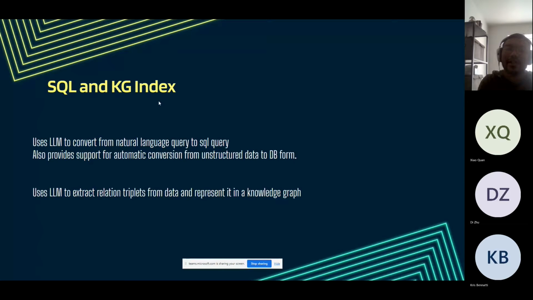These are the next generation exciting indices. You have the SQL index and the KG, the knowledge graph index. The SQL index uses LLMs to convert from a natural language query to a SQL query. And this particular library also provides support for automatic conversion from unstructured data to a database form. The same with the knowledge graph.